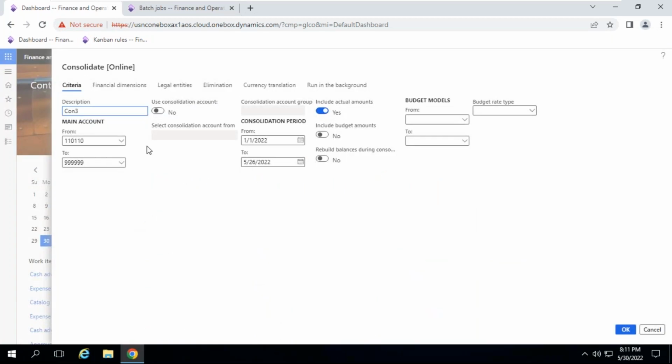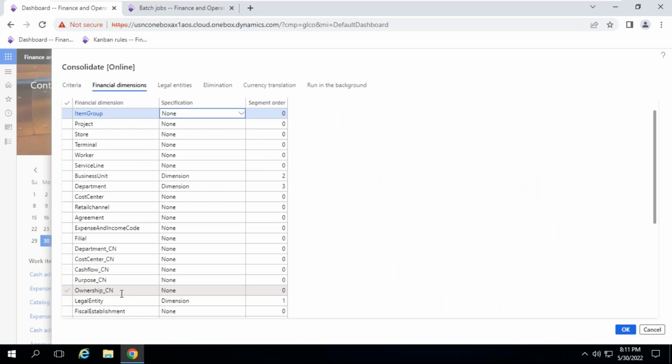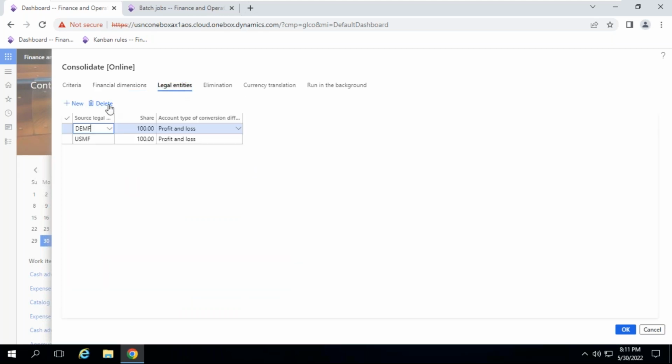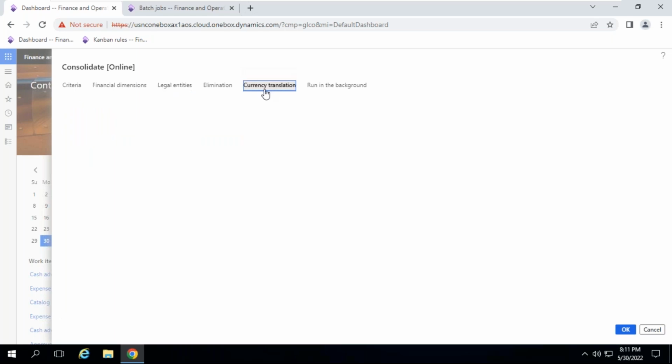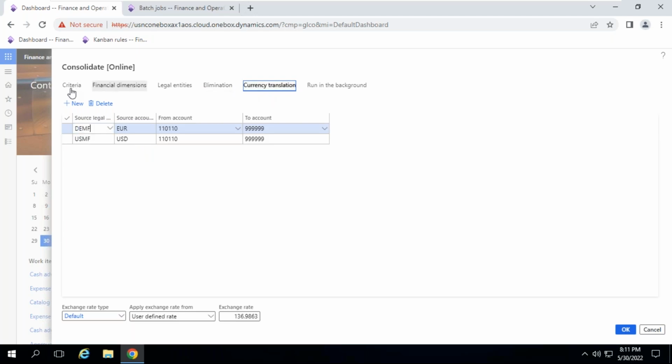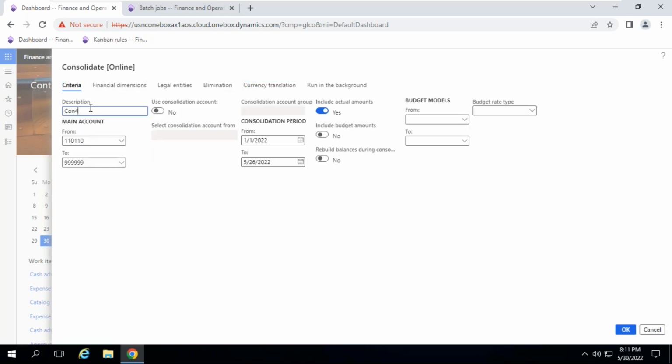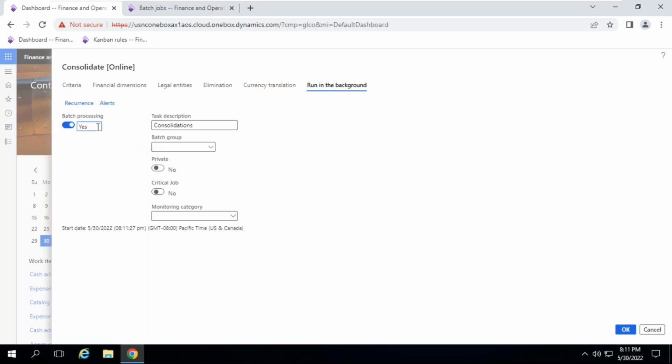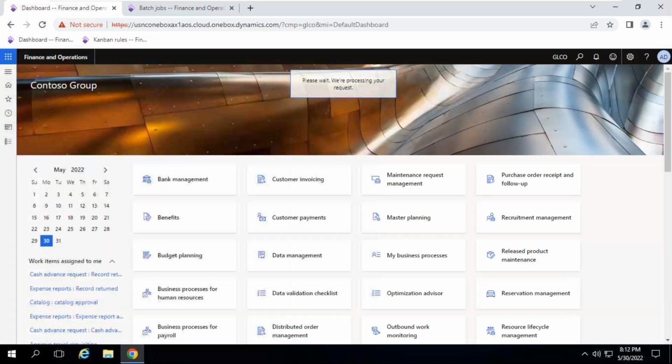Now I'm doing consolidation once again. As I told you, I have taken legal entity as the first dimension, business unit as the second dimension, and department as the third dimension. Legal entities USMF and DMF, and currency translation we have selected. Elimination I have not explained, I will explain to you. Now I'm executing once again. You can run it in the background as a batch job, otherwise you can execute directly. If it is huge data, we usually need to run it as a batch job only.